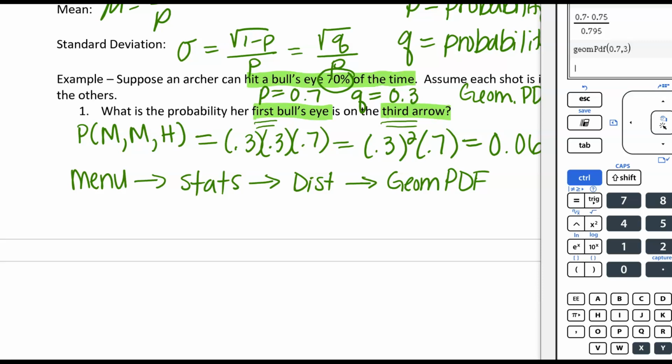Did you put 0.7 for? And you put 3? Yeah. Okay.